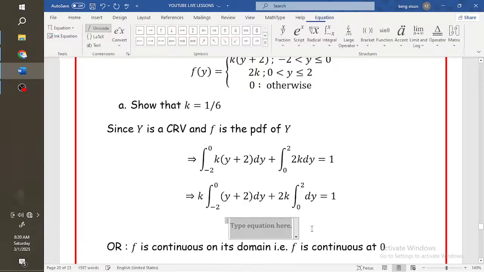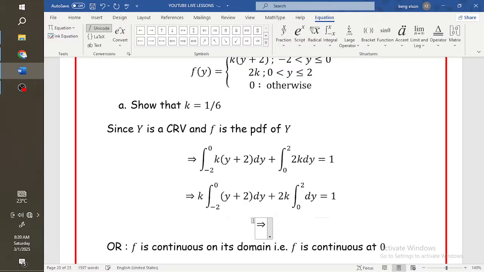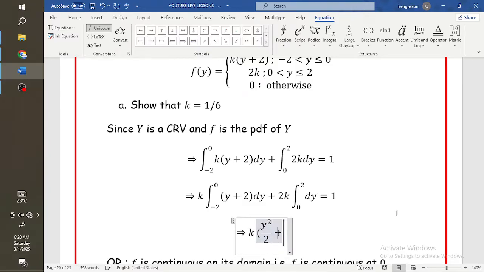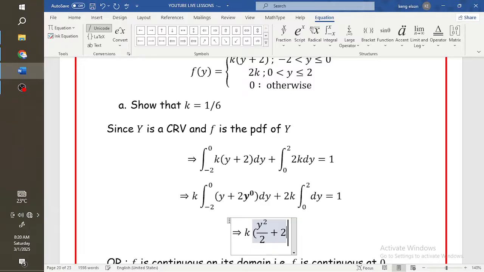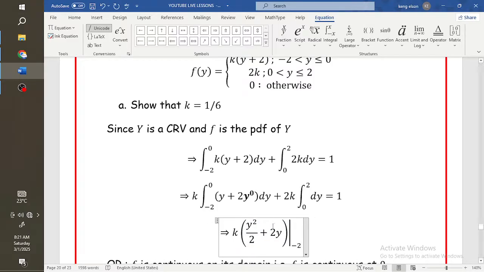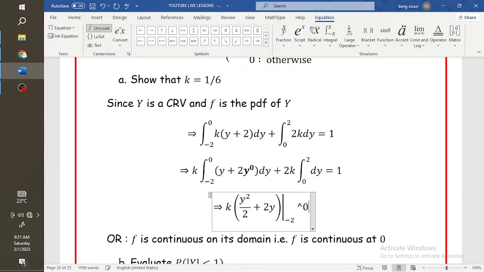Okay, so this means that now let us integrate. So you have k. Now if you do the first one, what do we have? If you integrate y, you have y squared over 2. If you integrate 2, this 2 is the same as 2y to the power 0. Okay, so there's an invisible y to the power 0 there. So you put a 2 outside, you put y to the power 0 plus 1 over 0 plus 1, which is just y at the end of the day. And it is from negative 2 right up to 0.